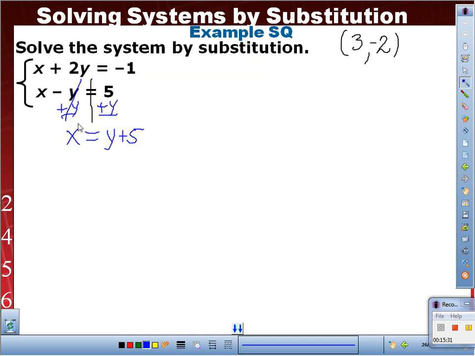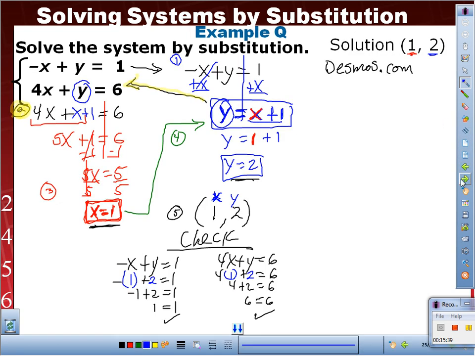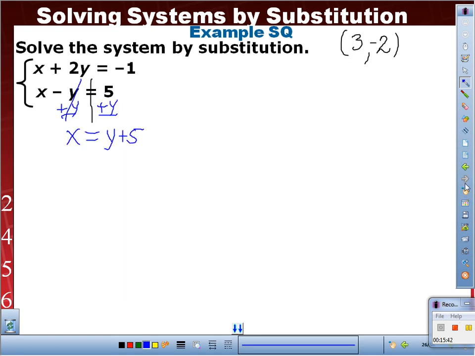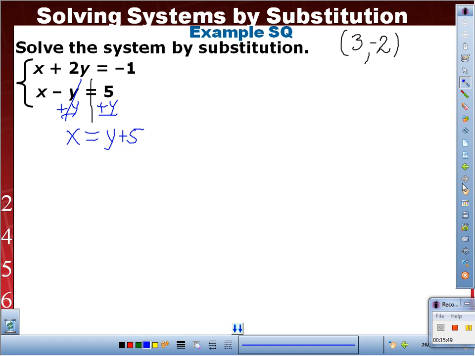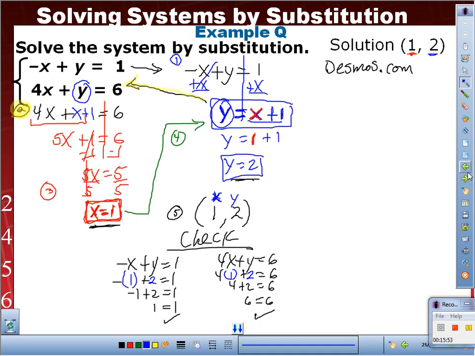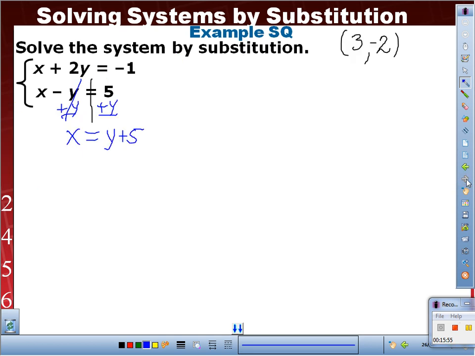This one I started by solving for x. There's a reason I solved for x. Look at this one. I solved for y first. This one I solved for x first. This one I solved for y first. This one I solved for x first. Talk to those in there. Why did I solve for y on this one first and this one for x first?